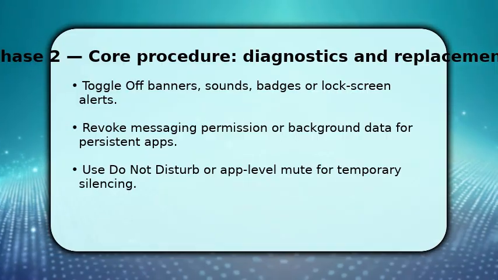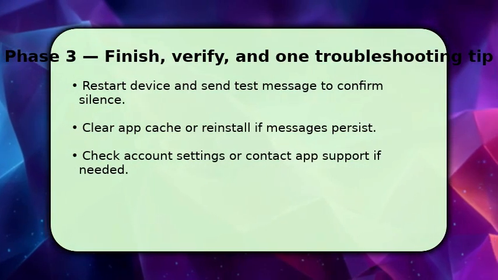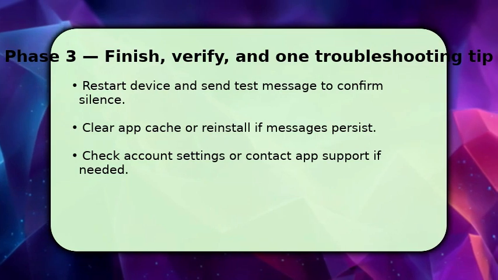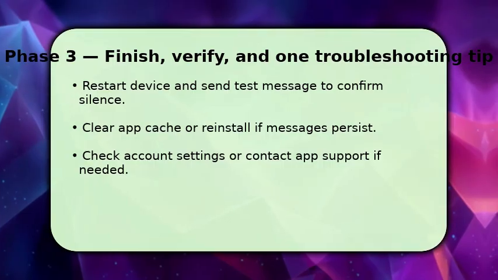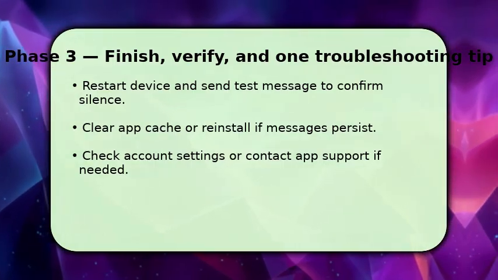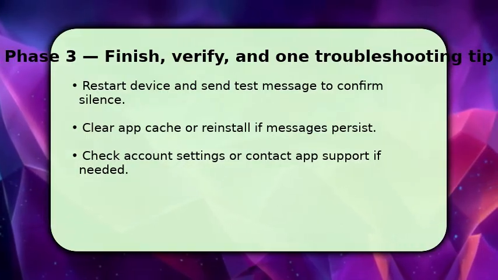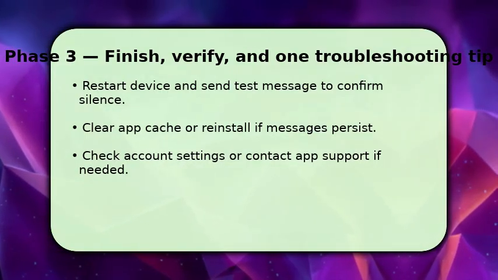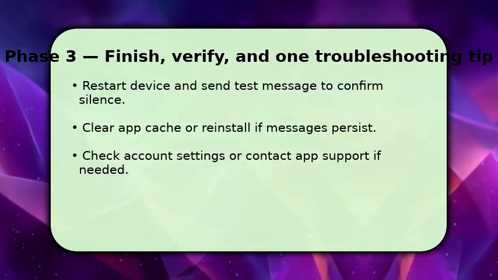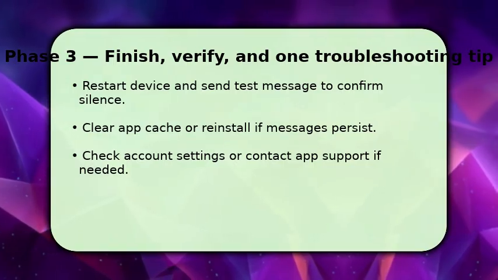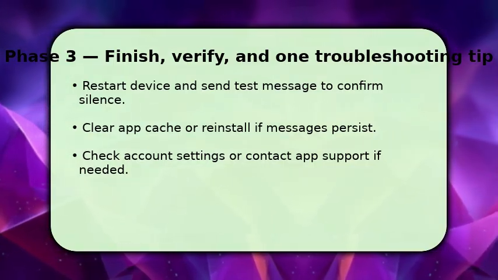To finish, restart your device and send a test message or trigger from the app to confirm alerts are gone. If messages still appear, clear the app cache or reinstall it. That removes stuck settings. Make sure account-level notification settings inside the app are set to off, because some push services override system controls. If problems continue, check for linked devices or contact app support. One troubleshooting tip. A fresh reinstall plus reboot resolves most stubborn notification issues.